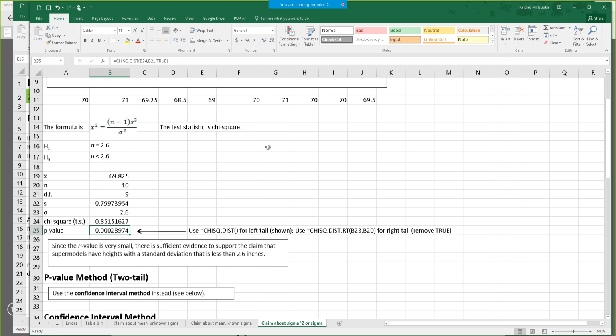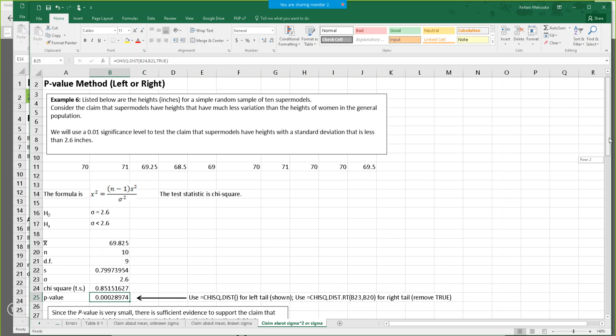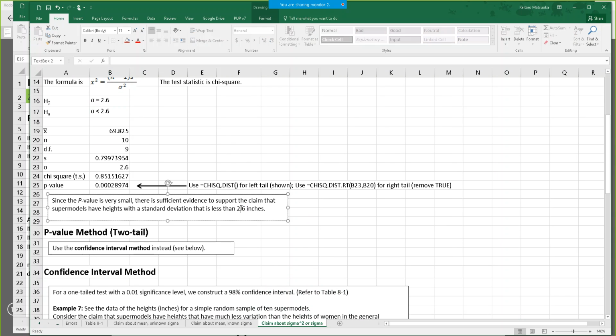right tail p-value. So finally, we have a situation where the p-value is way less than the given alpha, 0.002, that's less than 0.01. So there's sufficient evidence to support the claim that the supermodels have a standard deviation that is less than 2.6 inches. So what I'm saying is that because the p-value is way less than the significance level, I'm going to reject the null hypothesis and go with the alternative. And the alternative says the actual standard deviation is less than 2.6 inches. So that's what I'm going with. Okay.